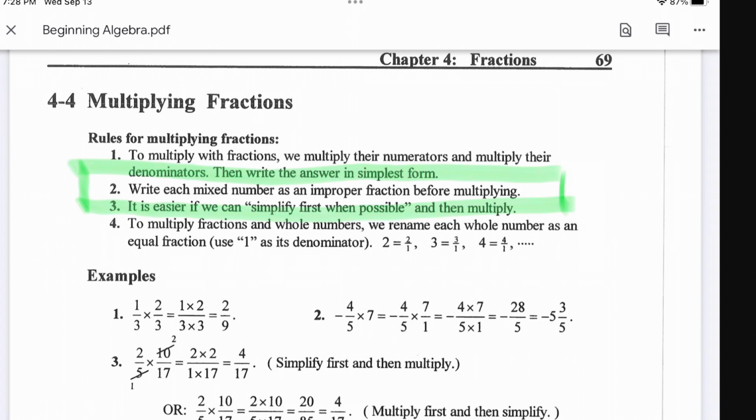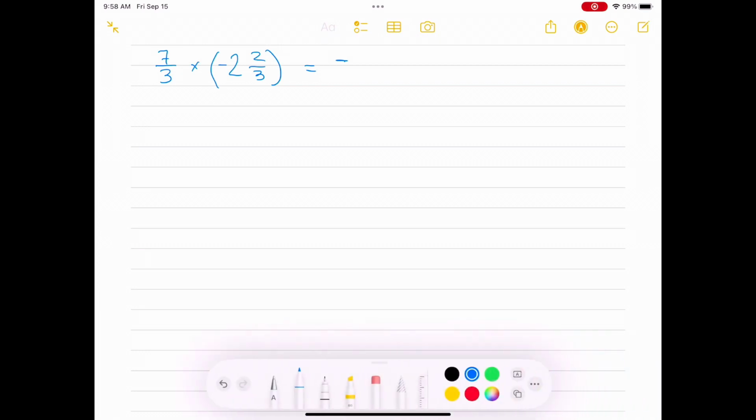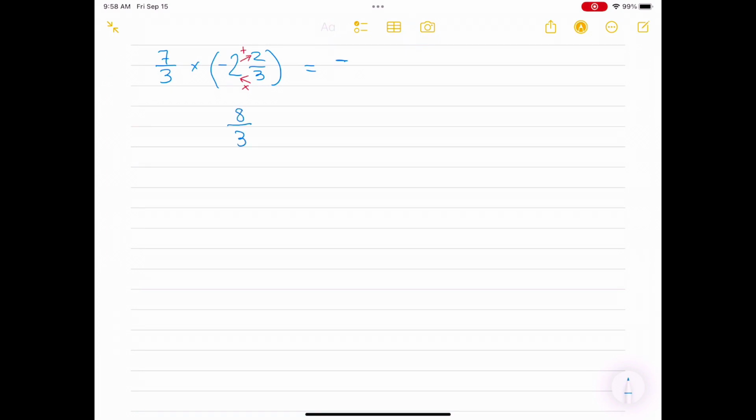4. Write each mixed number as an improper fraction before multiplying. 7/3 times negative 2 and 2/3. So first I recognize that I have a positive number multiplying a negative number, which means the answer will be negative. So I write the negative sign up front. Next, I need to convert the mixed number 2 and 2/3 into an improper fraction by multiplying the denominator, 3, times 2 whole number plus 2 in the numerator, to get 8/3 for the fraction.